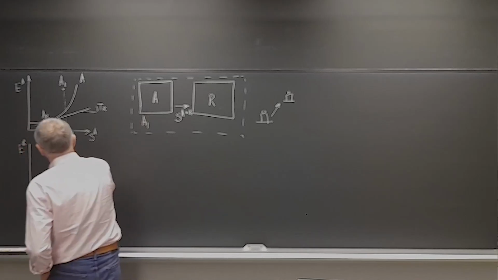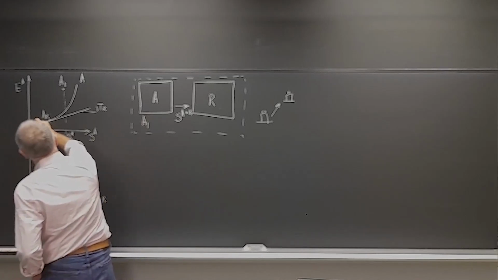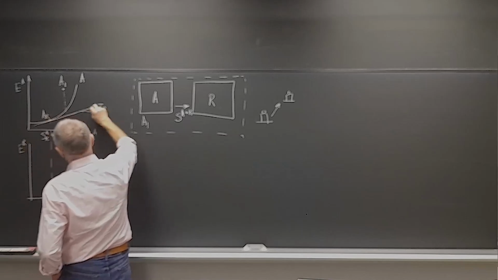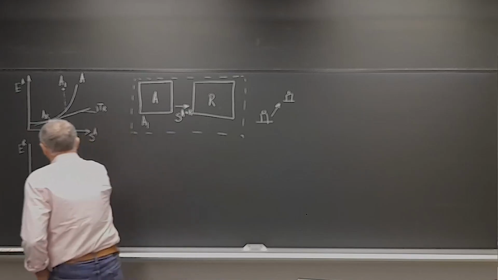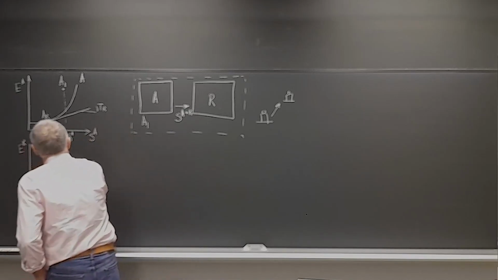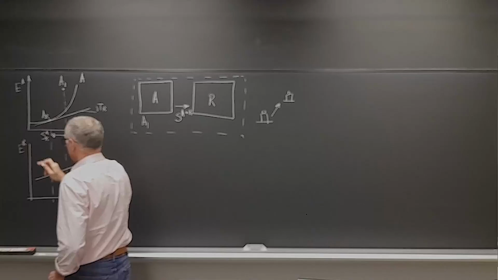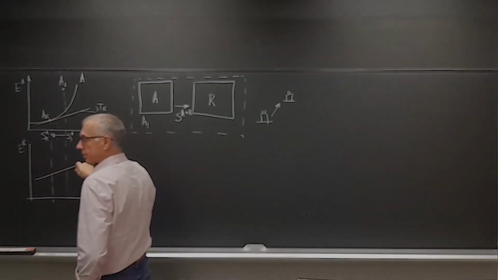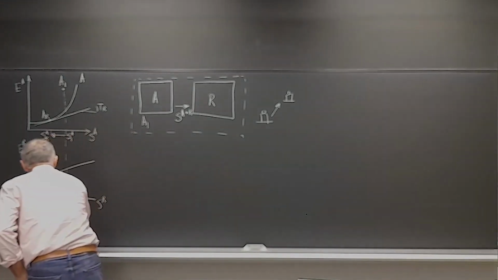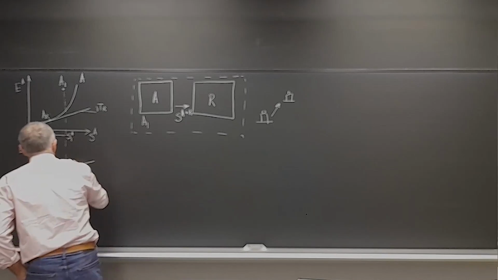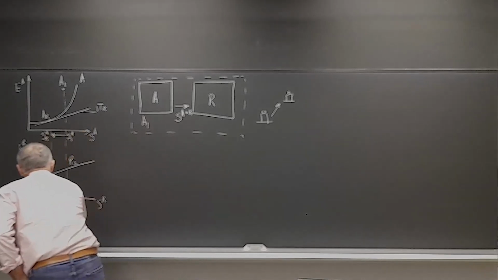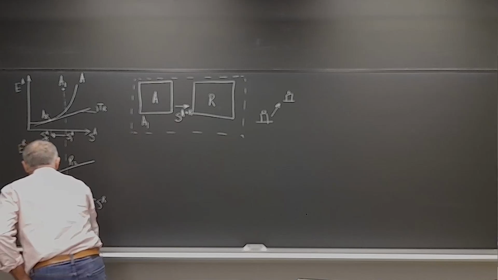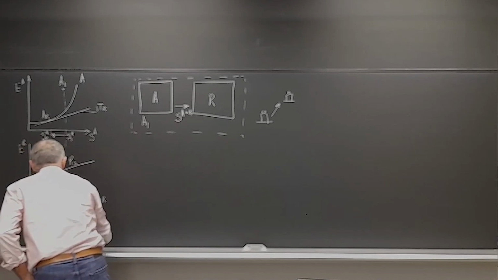So the reservoir has a stable equilibrium state with this slope. So it's this. It must take entropy, so its entropy will increase. So the initial state will be here, like R1, and the final state will be here, R2. And the entropy of the reservoir will go from S1R to S2R.